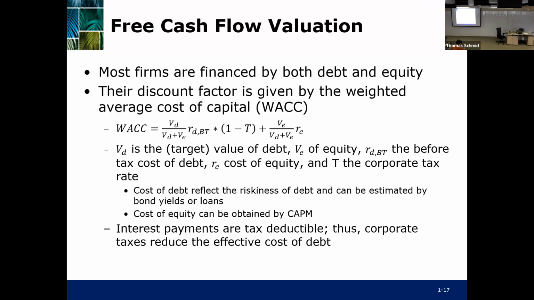Good. Corporate taxes reduce the effective cost of debt because interest is tax deductible. This is why we have the 1 minus T here: the effective after-tax cost of debt is lower than the before-tax cost of debt. That's why we multiply by 1 minus t. And we will see in a second how that is also relevant for us.